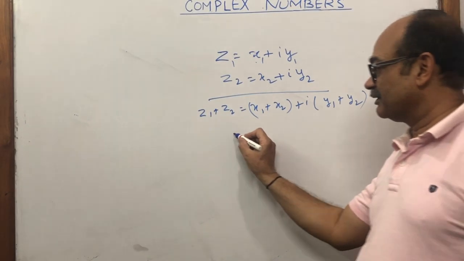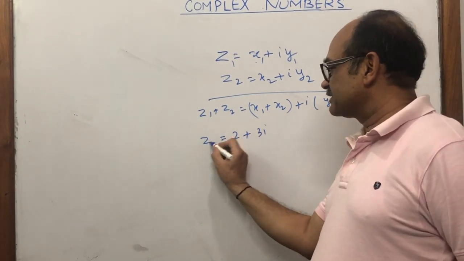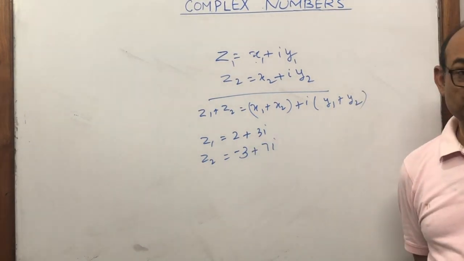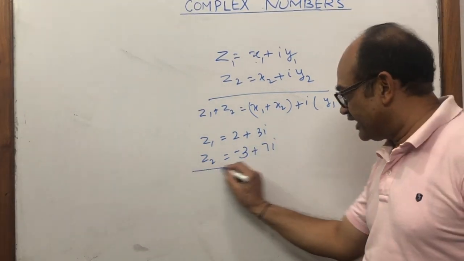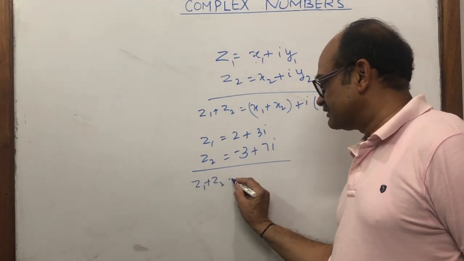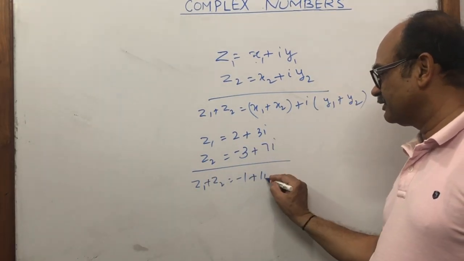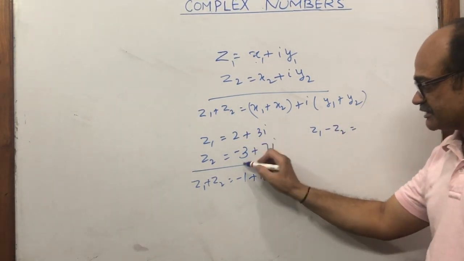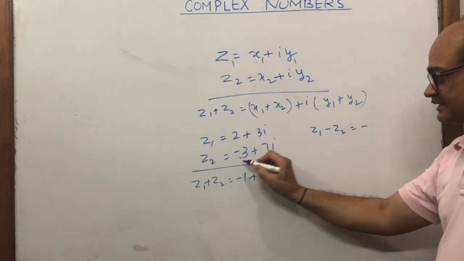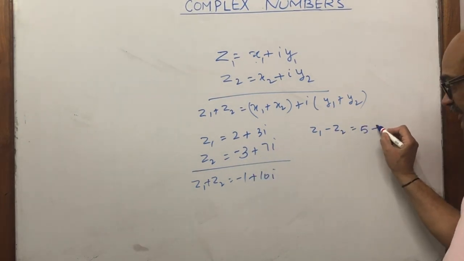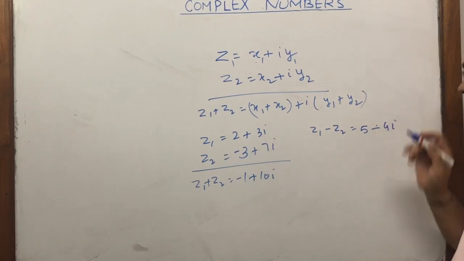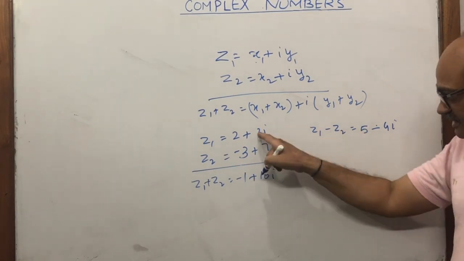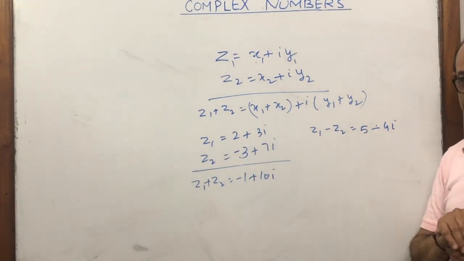Correct? For example, 2 plus 3 iota is the first complex number z1, and z2 is minus 3 plus 7 iota. We want to add and we want to subtract. So first we add: z1 plus z2 is minus 1 plus 10 iota. Very simple. Now subtract the same numbers. How do we subtract? It will become plus, so 5, and then 3 iota minus 7 iota. Simple algebra. 2 minus minus 3, change the sign, 5. 3 iota minus 7 iota, minus 4 iota.